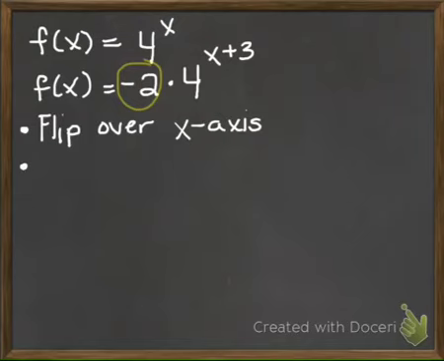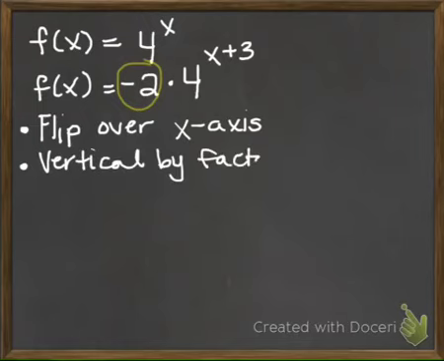Now that we've addressed the negative part of it, we have to also address the 2. Because the magnitude is greater than 1, that means that it's going to be stretched. So that's a vertical stretch by a factor of 2. Okay, so the negative part made it a flip. The 2 part being multiplied made it a vertical stretch. Sorry, I didn't write that.